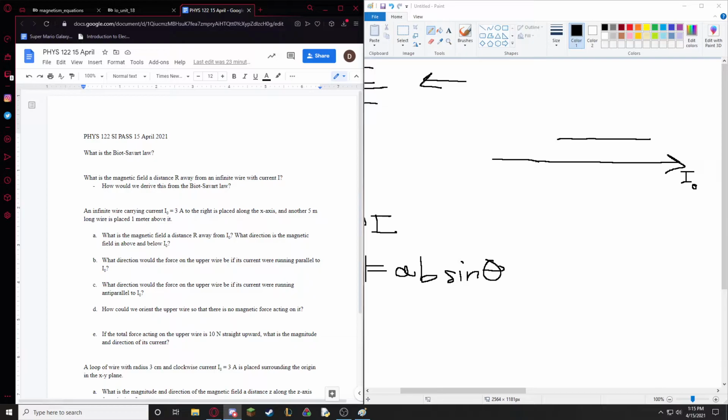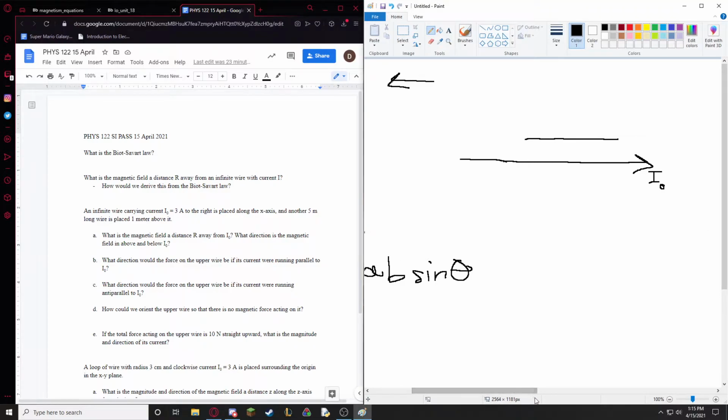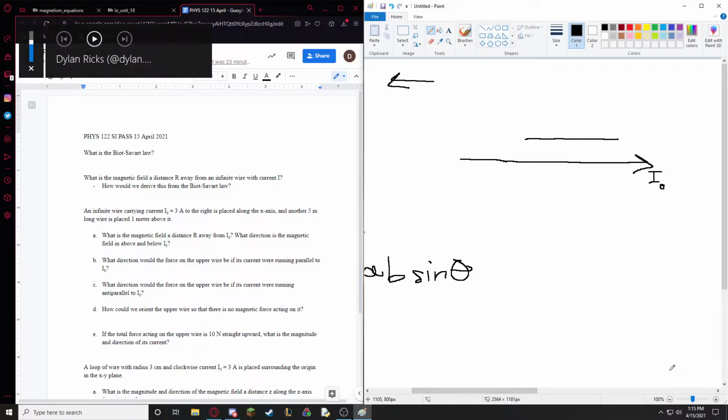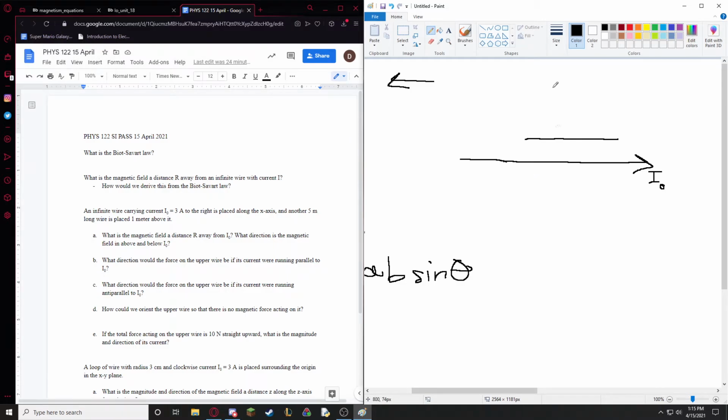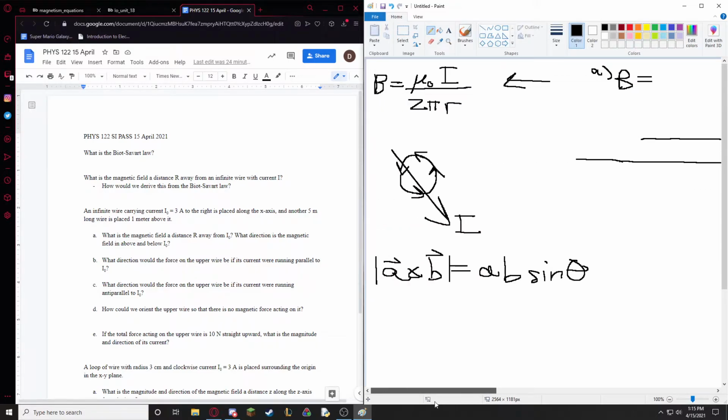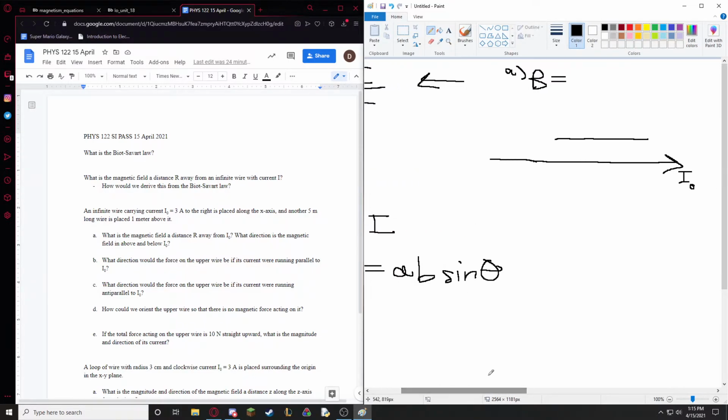All right. So, what's going to be our magnetic field at any distance r away from I0? How do we find that magnetic field? Remember what we just talked about? It's just the Biot-Savart law, right? It's just mu naught I over 2 pi r.